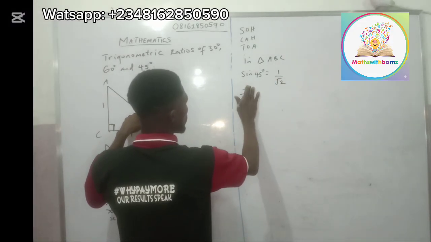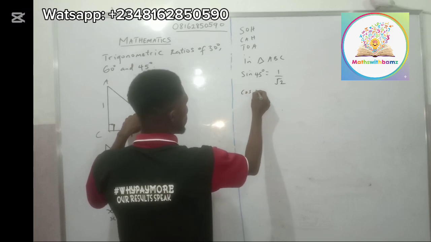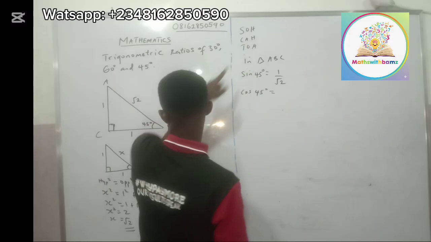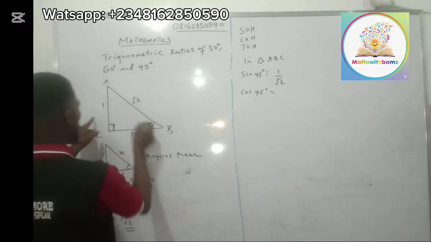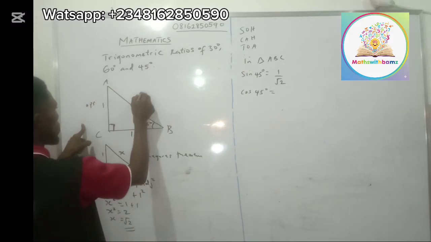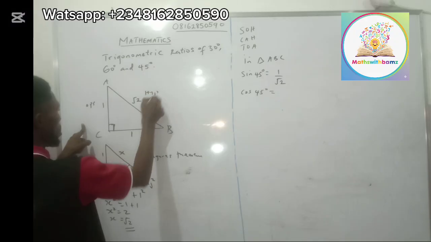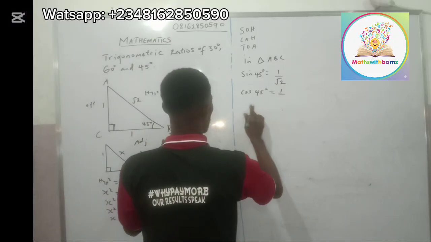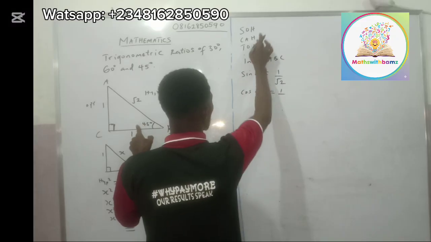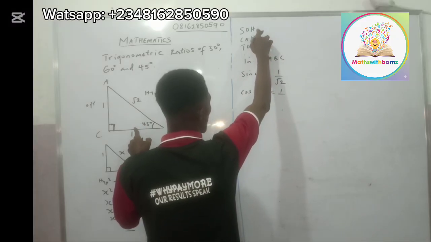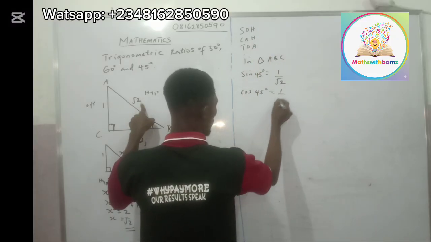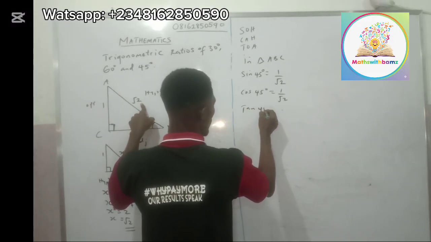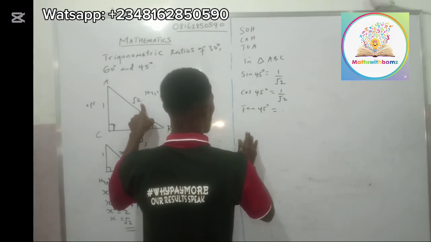So we go for another one. Cos 45 degrees, which is what? Cos 45 is adjacent. Where is our adjacent here? This is our opposite, this is hypotenuse, and this is adjacent. So our adjacent is 1 over hypotenuse, which is root 2. So what do we have now? We have tan 45 degrees. Tan 45 degrees will now give us what?